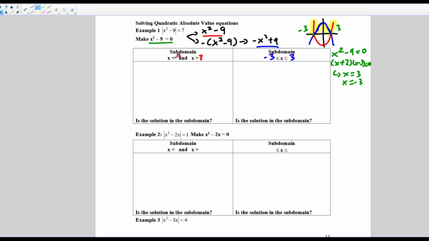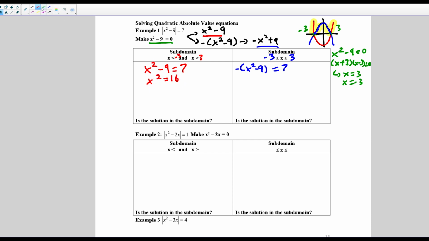Now, if we're looking at the red here, we were looking at our original graph, x squared minus 9. So let's go ahead and put that in this section. So x squared minus 9 has to equal 7. Whereas on the right-hand side, we're just going to be looking at the negative portion. So negative x squared minus 9 is equal to 7. So let's solve our left-hand side first. So we have x squared is equal to 16.